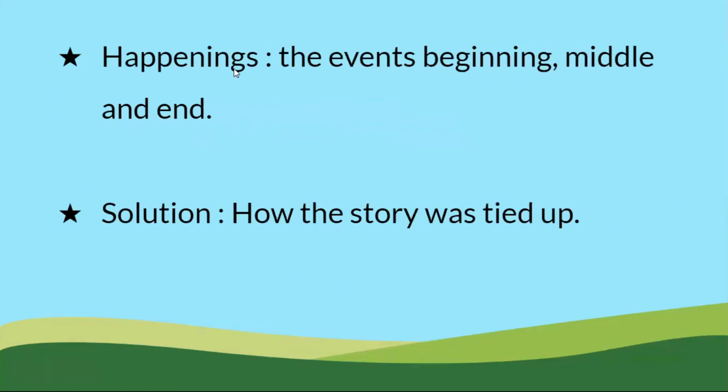The last 2 points are happenings and solution. Happenings are nothing but the events: beginning, middle and end. Beginning is the start of the story and the middle is the part where the plot of the story happens. End is the solution of the story. So solution is how the story is ending up, what happened in the first and how the story is ending up. That is called solution.